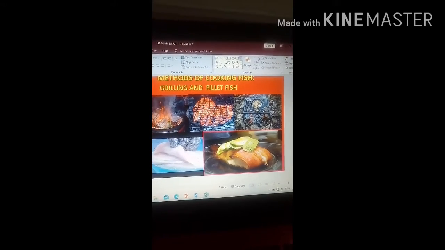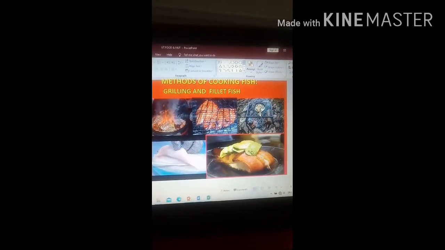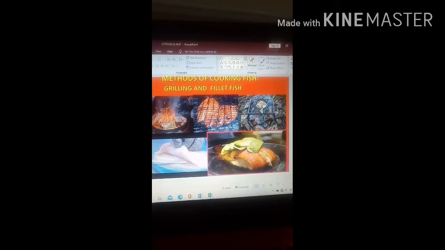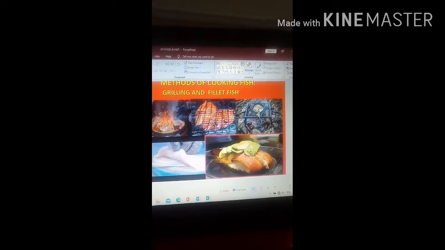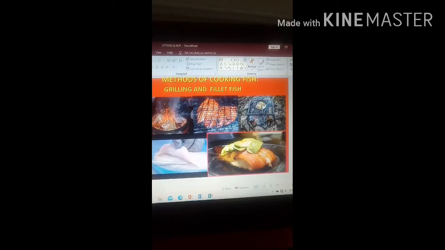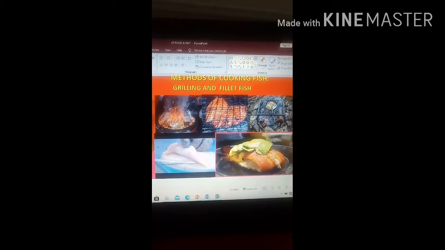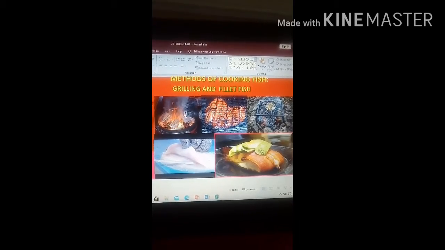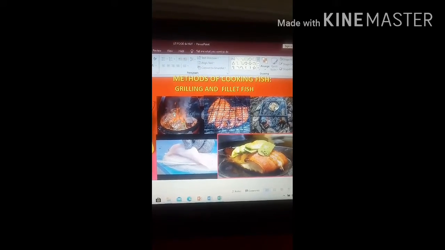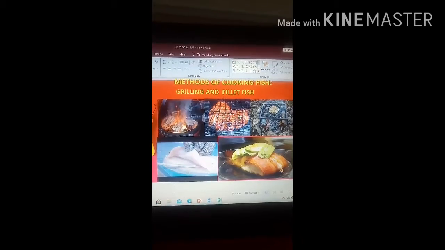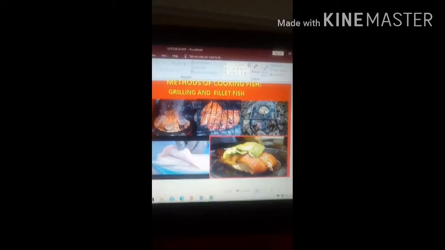You can grill your fish using the microwave. It will be more hygienic there, because it won't be exposed to all this smoke, flame, carbon monoxide gas, which is dangerous to health. So you can grill your fish inside the microwave.